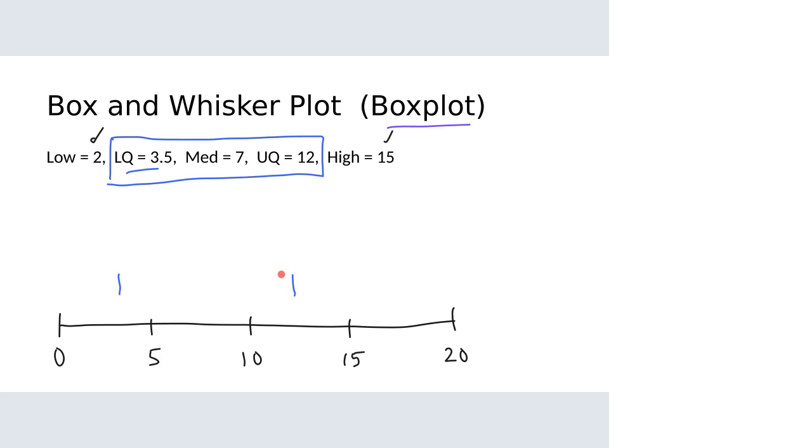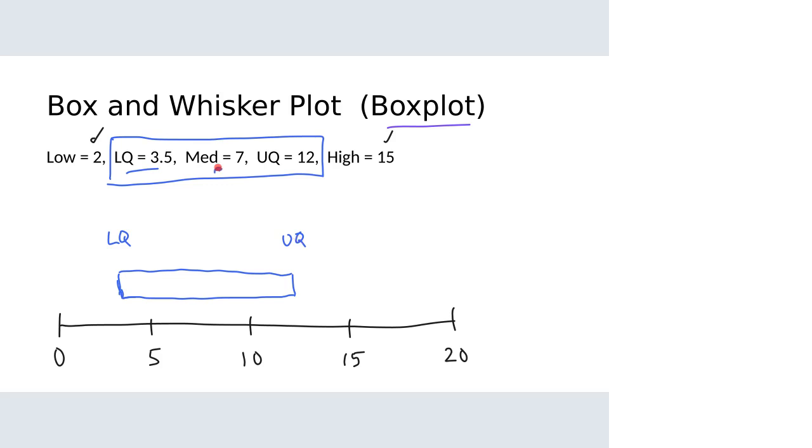And so this is the box in my box and whisker plot. There's my box. And you could label the lower quartile and upper quartile if you want to. You don't have to, but you can. And then the median is an important number. You can see the median is going to be inside the box somewhere.